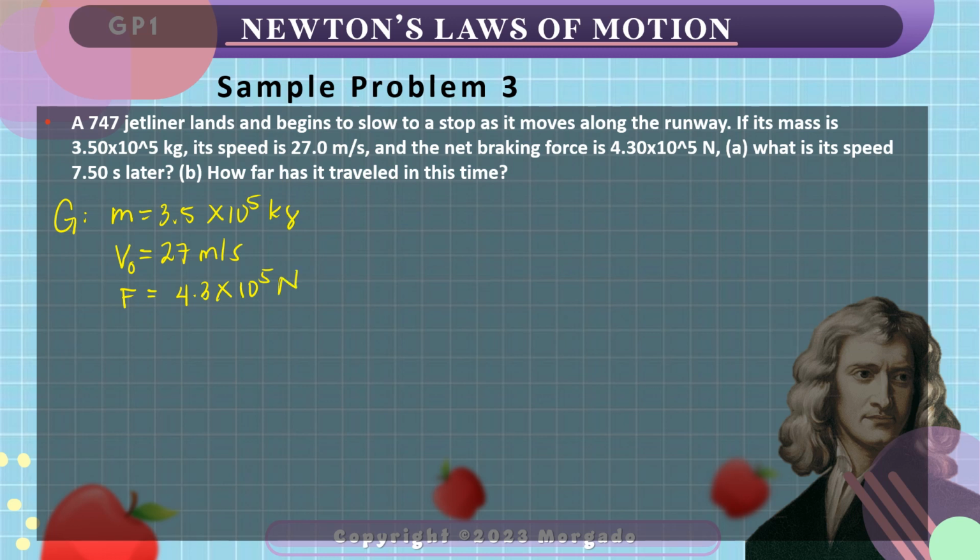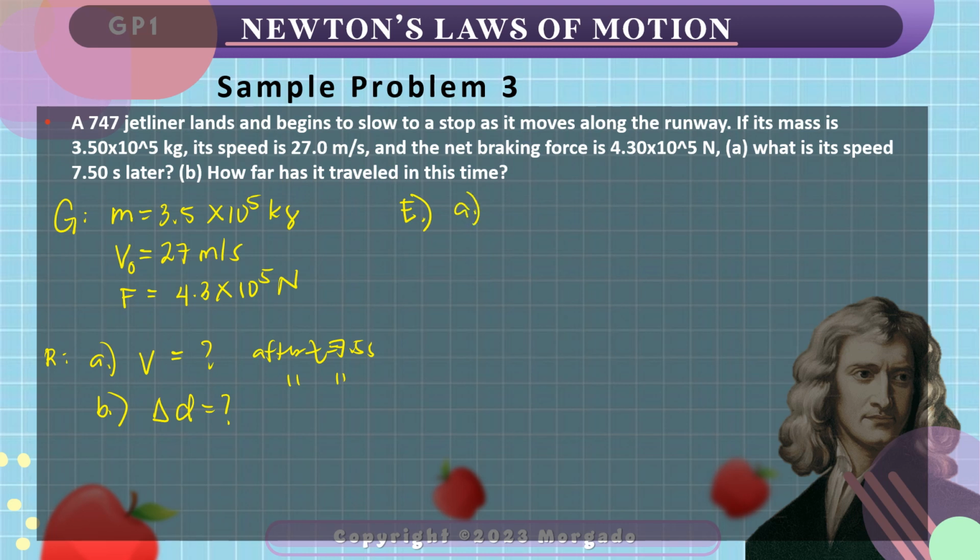The required in A is the speed of the object after 7.5 seconds. And then in letter B, it is looking for the displacement of the object after the same time, 7.5 seconds. So for the equation for the velocity, we can actually identify this using the kinematic equations.